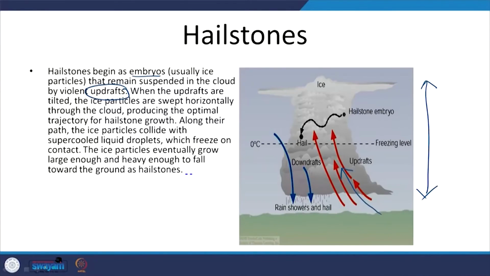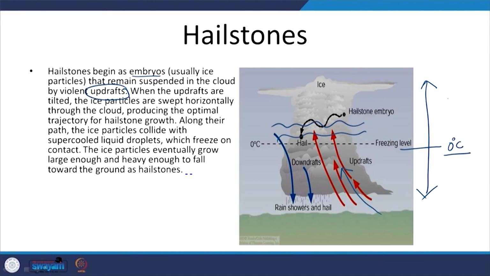This is the vertical movement of air which of course creates the cloud in the first place. This strong movement of vertical air allows the hail or the embryo to be present at a particular altitude. When the updrafts are tilted, the ice particles are swept horizontally throughout the cloud, right. Along their path, the ice particles collide with supercooled liquid droplets. So, this is the freezing level. That means the temperature here is 0 degrees Celsius.